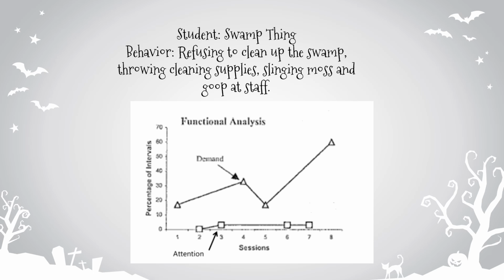And now we have our student Swamp Thing. He is currently refusing to clean up the swamp. He's throwing cleaning supplies. He's slinging moss and goop at staff. So let's look at the graph and see what we think the function is here.